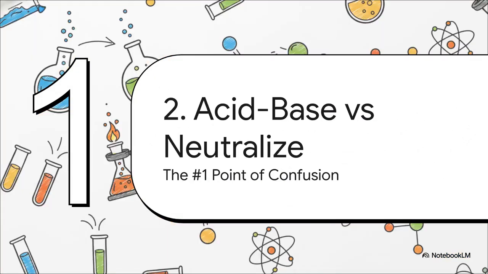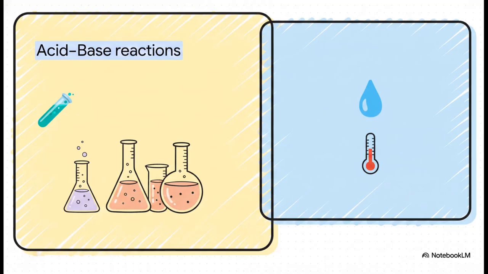All right, let's tackle what is, without a doubt, the number one mistake students make. So many people use the terms acid-base and neutralization as if they're the same thing, but they are absolutely not, and you can bet your examiner knows the difference. Let's break it down. Think of it this way. Acid-base is the big umbrella category. It's super broad. An acid reacting with any base, like ammonia or sodium carbonate, is an acid-base reaction.